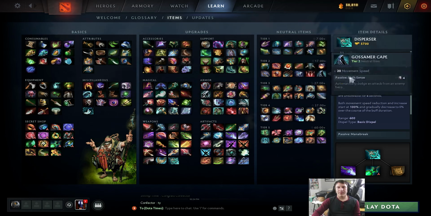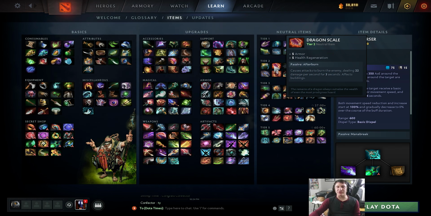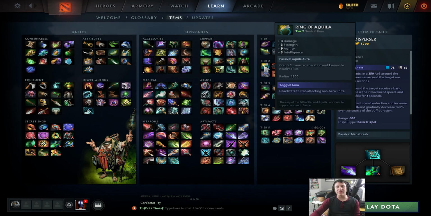What do we see a lot? Dragon Scale, additional armor, health regen. The pass is really cool. And then you see Aquila a lot on some of those carries that need that mana regen, and that additional armor is really good. Plus, as you can see, damage, strength, agility, all that's nice.